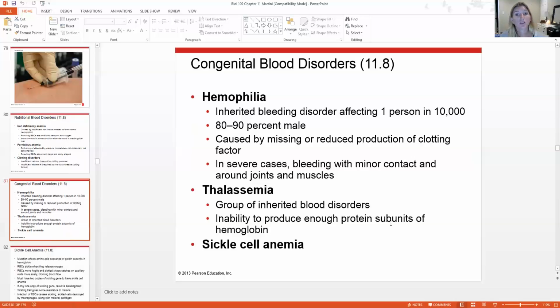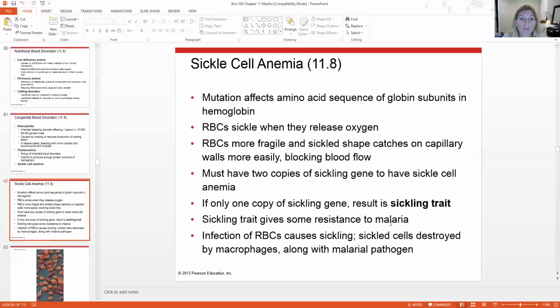Thalassemia is a characteristic group of inherited blood disorders, typically where there's an issue with the hemoglobin. Hemoglobin's either improperly formed or not functioning properly. And finally, sickle cell anemia. Sickle cell anemia results from a mutation that's affecting one amino acid of the whole polypeptide chain. The red blood cells then become sickle-shaped, and they release oxygen, and therefore they don't have that typical disc shape.